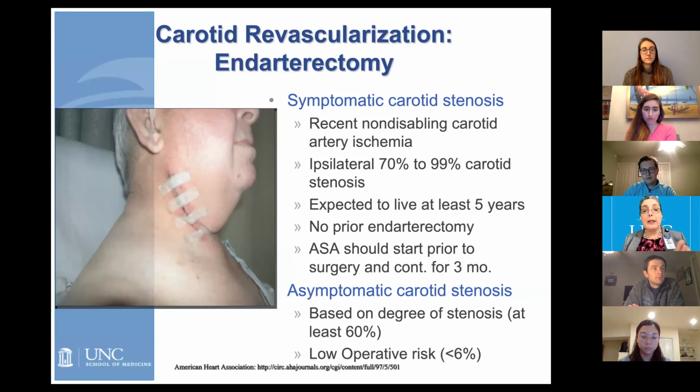So if you come in and you had a TIA, or if you come in and you had a very small stroke, and we know that it came from crud in that carotid artery, fixing that is the important thing as soon as possible to prevent you having another event.